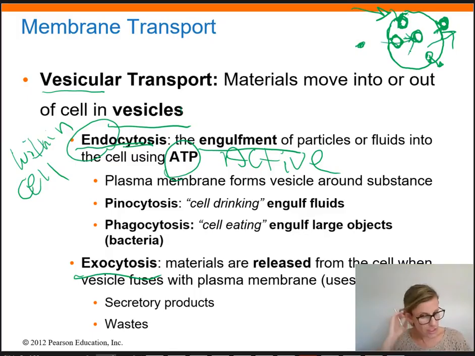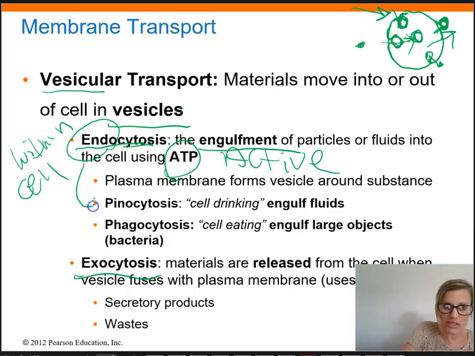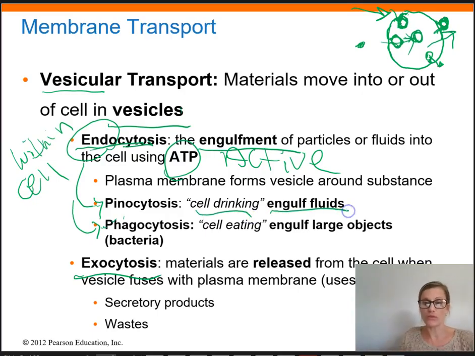Now, there are actually two different types of endocytosis, depending on what it is that you're bringing into the cell. There is pinocytosis and phagocytosis. Okay, so both of these, pino and phago, are endocytosis because you're bringing things into the cell. It's just that we're being more specific when we say pinocytosis or phagocytosis. Pinocytosis literally means cell drinking. This is when the cell engulfs fluids.